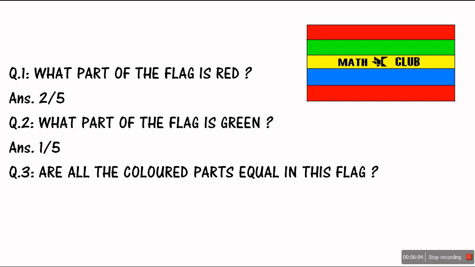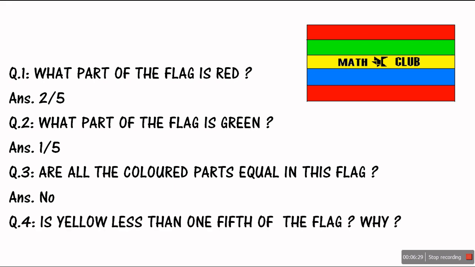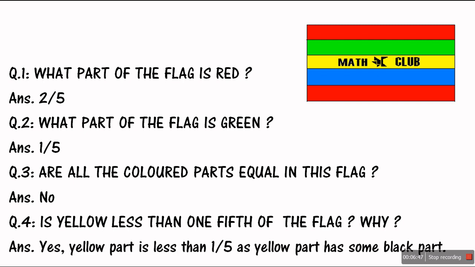Next is, are all the colored parts equal in this flag? The red color, green color, sky blue, yellow color, are all these equal? No. Red is more than green, and blue is approximately equal. Sky blue is equal and yellow is less than 1/5. So no, all the colors are not equal in this flag. Next question: is yellow less than 1/5 of the flag? Yes, yellow is less than 1/5 because some portion is taken by the maths club text and logo in black. So this black is subtracted from 1/5. Yes, the yellow part is less than 1/5 as the yellow part includes some black part.